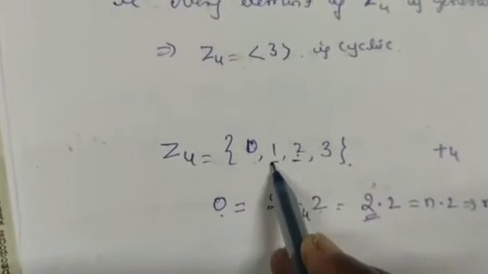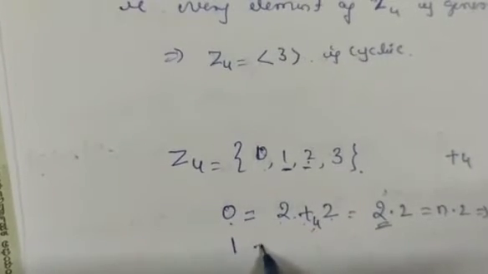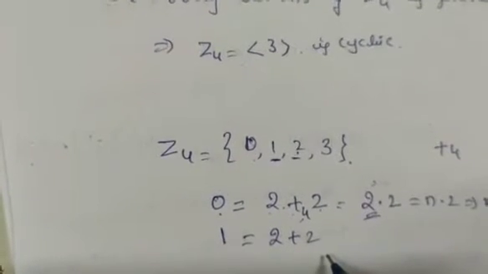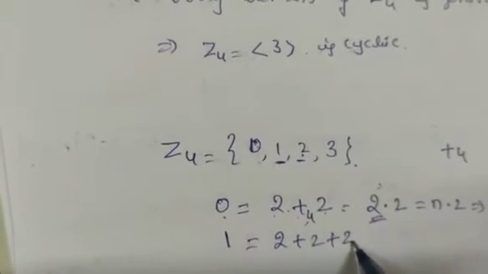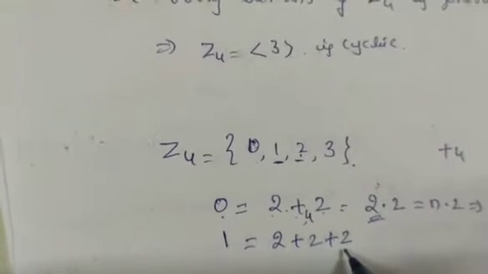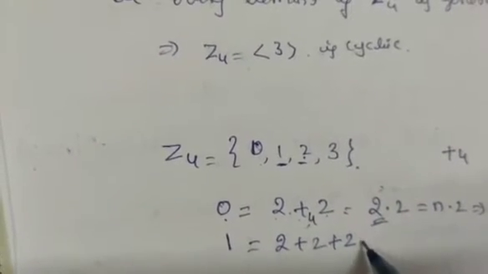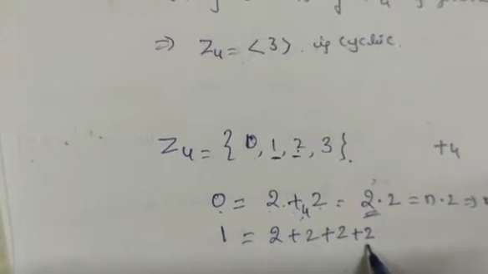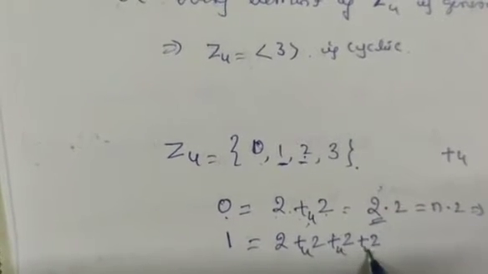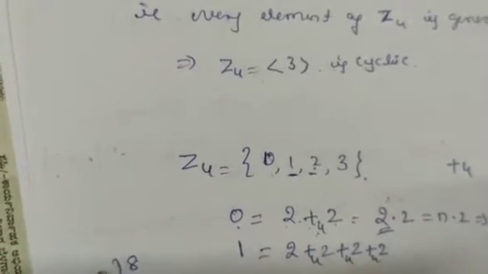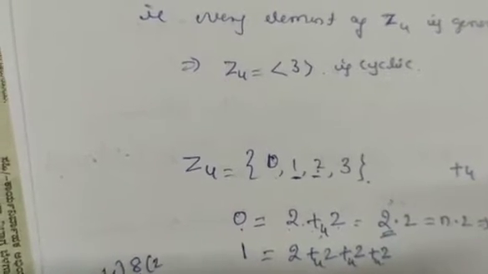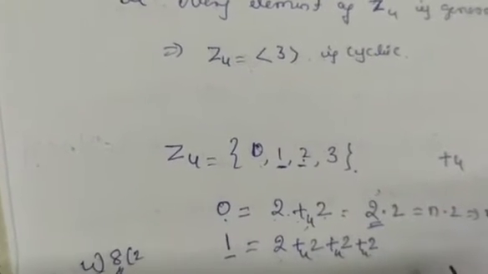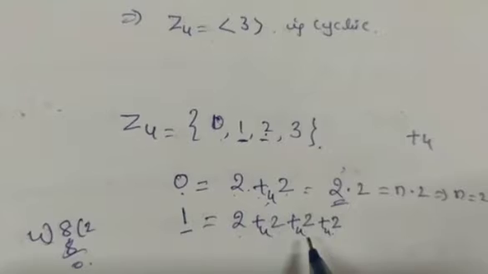Now the next element is 1. So 1 is equal to 2 plus 2, which is 4. If you divide 4 by 4, the remainder is 0. Then plus 2 is 6. If you divide 6 by 4, the remainder is 2. We will not get 1. If you add one more 2, 2 plus 2 plus 2 plus 2 is 8, and 8 under addition mod 4 again gives remainder 0. So you will not get 1 by adding 2 any number of times and dividing by 4. You will not get the remainder 1.